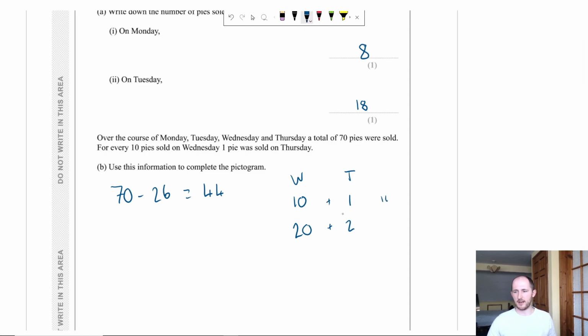Well, I get 11 here, I'll get 22 here. And I'm going to keep going until I get to the magical number of 44. Then I'd have 30 and 3. Add those together, I'll get 33. Then 40 and 4. Add those together, we get 44. So in other words, 40 are sold on Wednesday and 4 are sold on Thursday.